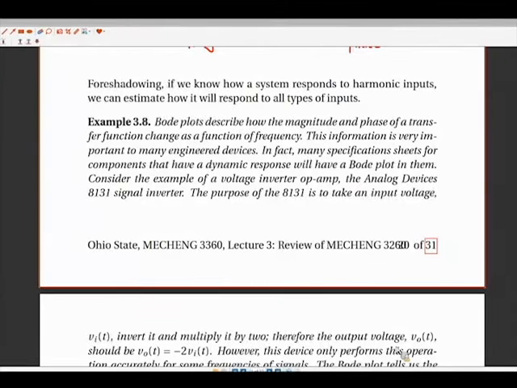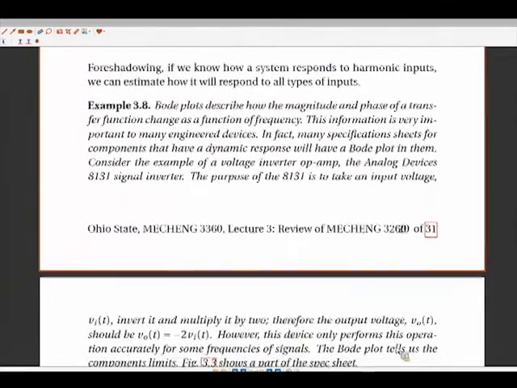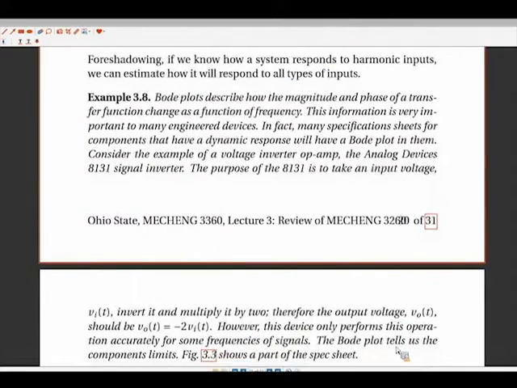So to work with this a little bit, we're going to look at example 3.8. The main thing here is that a Bode plot describes how the magnitude and phase of a transfer function change as a function of frequency. And this is an example. This is coming directly from a spec sheet for an op-amp, something you would have learned about in your electrical circuits class.